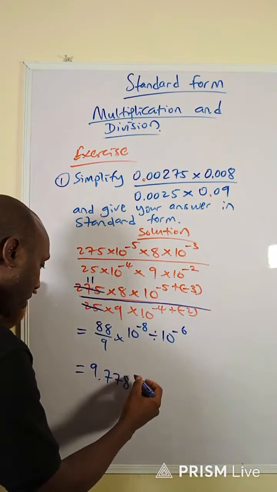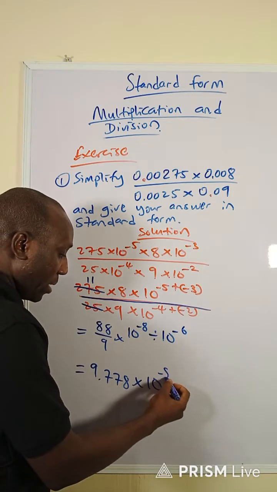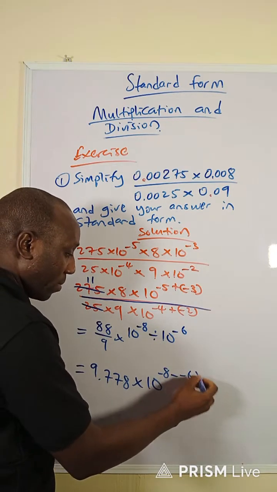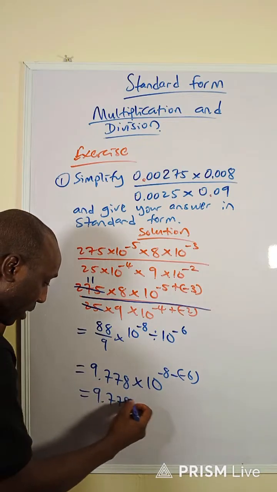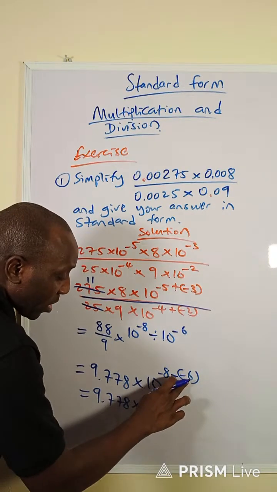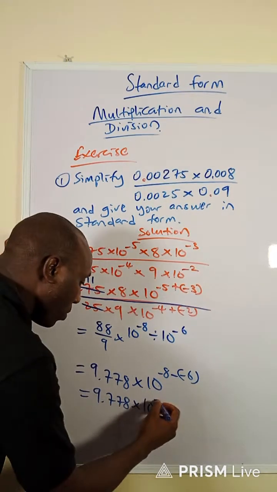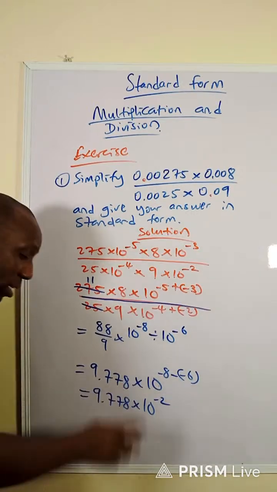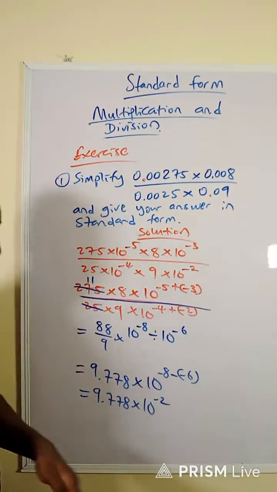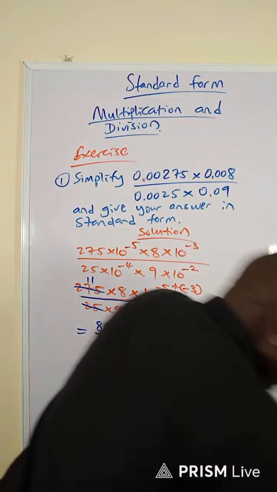So times 10 raised to the power. Divided, right? Minus 8 minus negative 6. So this is going to be 9.778 times 10 raised to the power, minus minus is plus, minus 8 plus 6. That's what? Minus 2. So yes, I think it's in standard form. 9.778 is between 1 and 10. And this is going to be your answer. I hope this is right. I want to believe so. Everything I did is right.